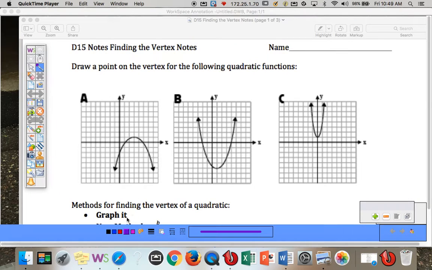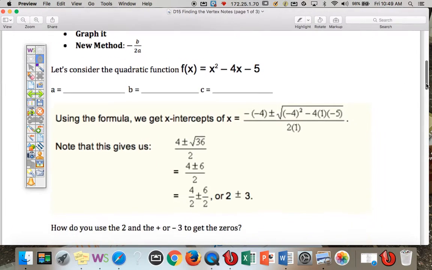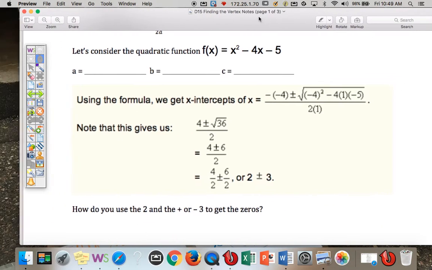So for A, the vertex would be a maximum. For B, the vertex would be a minimum. And for C, the vertex would also be a minimum. So here's where it changes direction. So if we graph it, we can find the vertex, but we're going to learn a new method for finding the vertex today. So let's consider this function, x squared minus 4x minus 5.